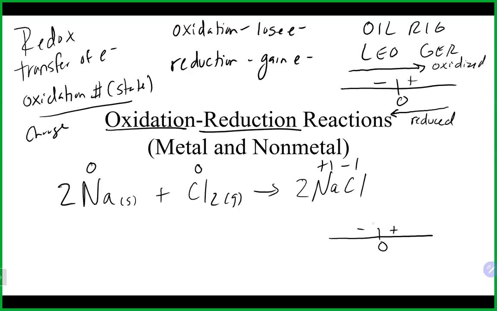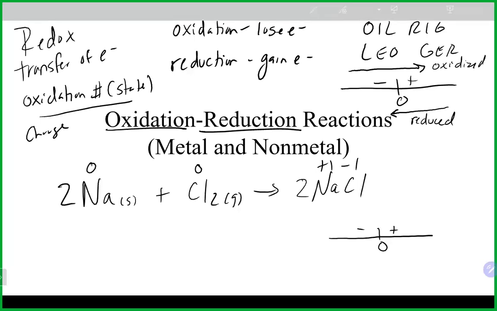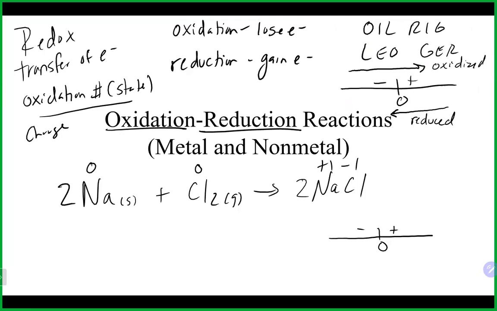If I look at the sodium, on the left-hand side it starts at 0, which is right about there. On the right-hand side it ends up at +1, which means it's moving in this direction. That means the sodium is moving in the positive direction, so is it being oxidized or reduced? It is being oxidized, right? It is going through oxidation, becoming more positive as it goes from the left-hand side of the arrow to the right-hand side.